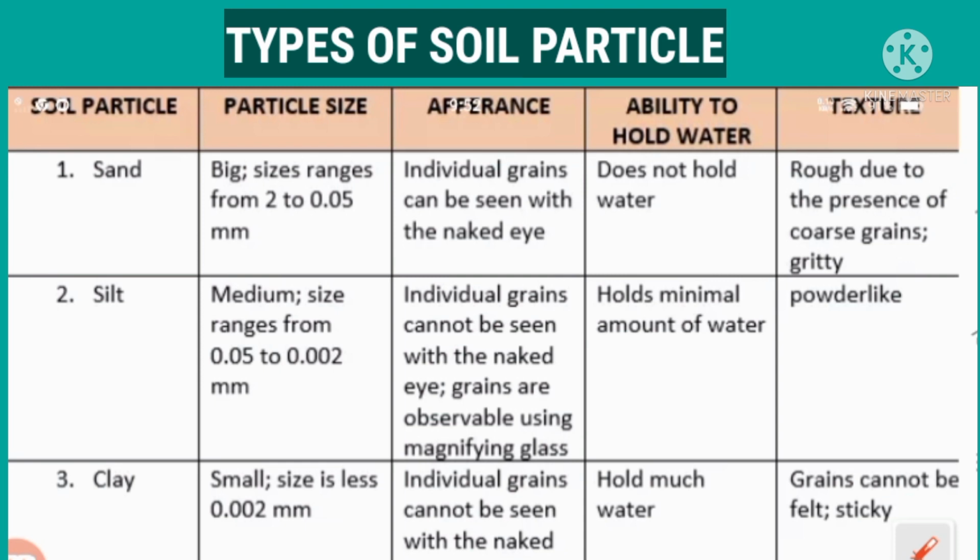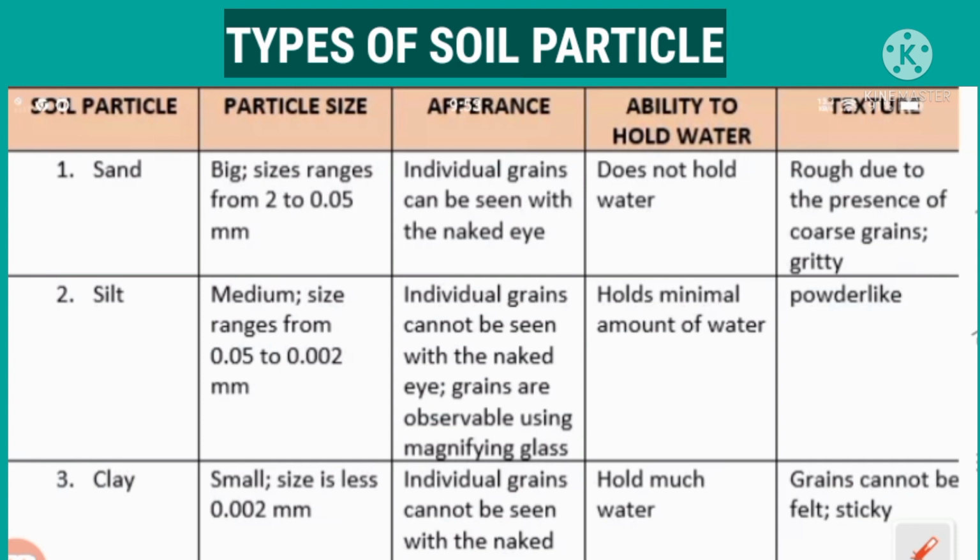While the silt has a medium size. Its size ranges from 0.05 to 0.002 millimeters. The individual grains of silt cannot be seen with the naked eye. Grains are observable using a magnifying glass. It can hold a minimal amount of water, and it is powder-like in texture.